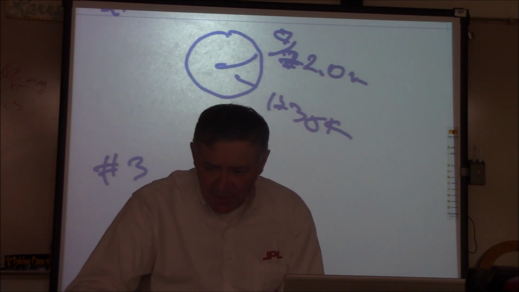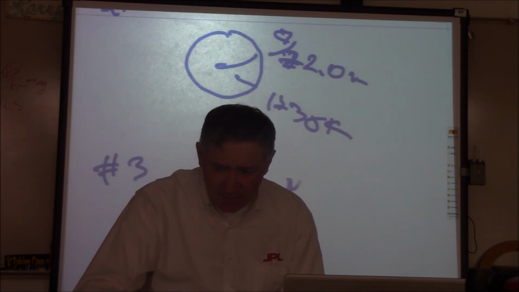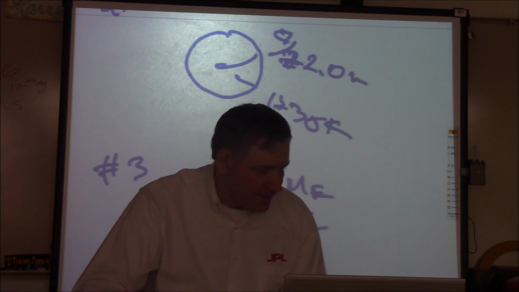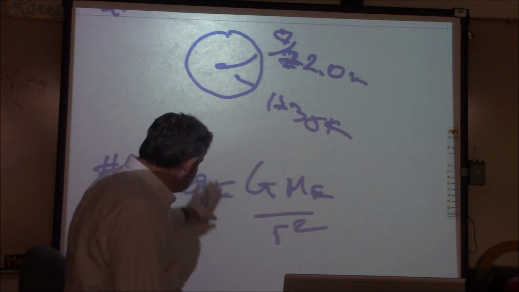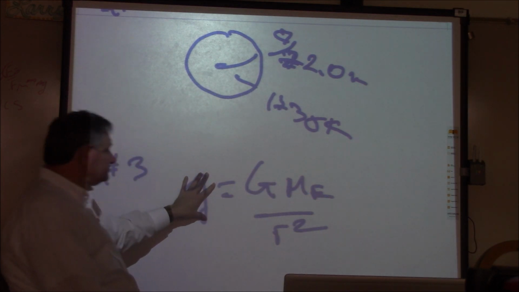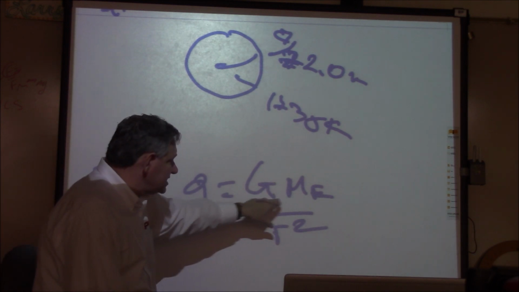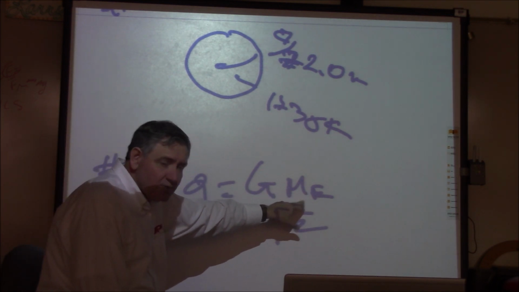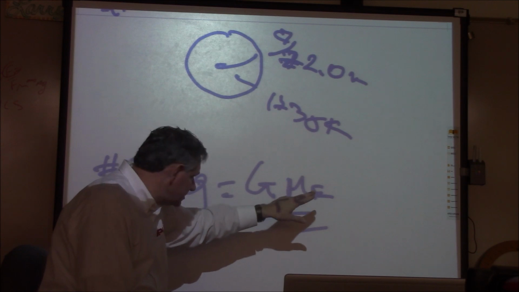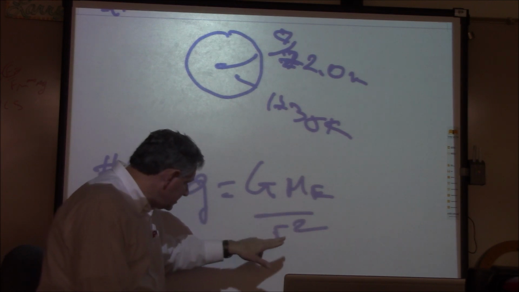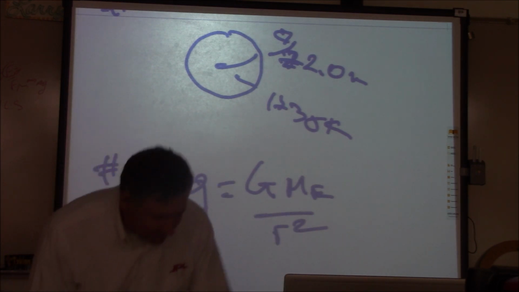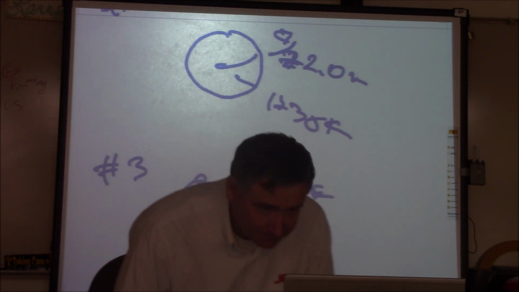So on number 3, you can do that problem just like we did. Little g is going to be 3 meters per second squared. This is big G. Use the mass of the Earth. Do not use 1 kilogram. Use the mass of the Earth. Solve this for R. Okay, so time is up.